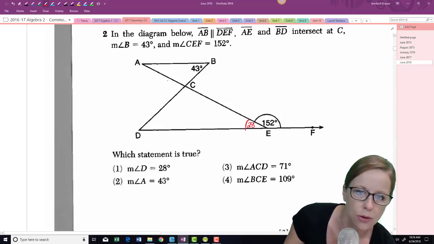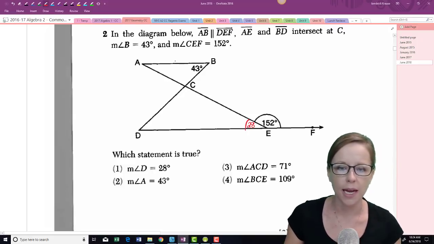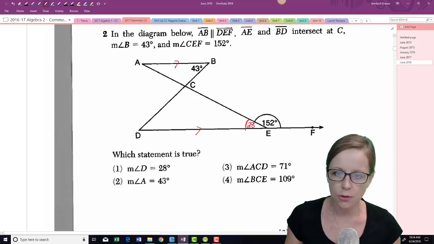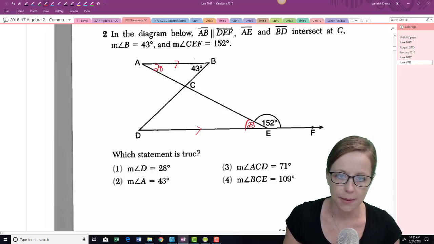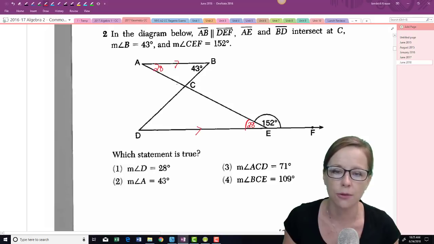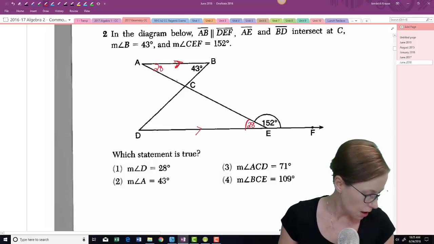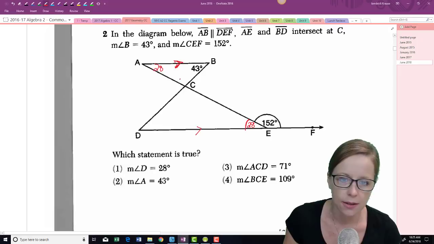And then they told me that AB was parallel to DEF. So I can use alternate interior angles to say that this angle at A is 28. Now I have a little baby triangle up here. So I have 28 and 43, which means this angle here at ACB, we've got to add to 180 there. I hate how I drew that. Sorry, it was really bad. The angle right here in the center would be 109.